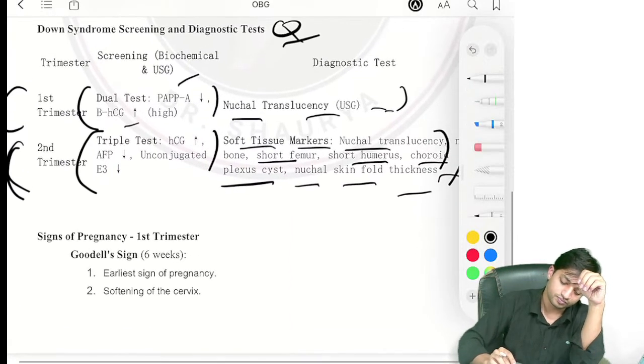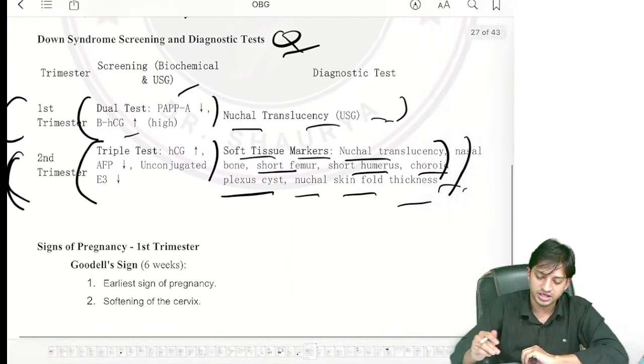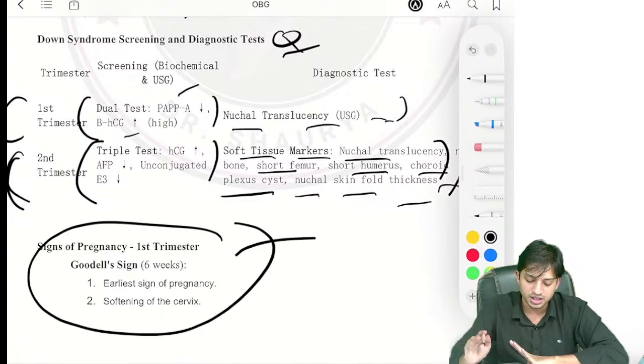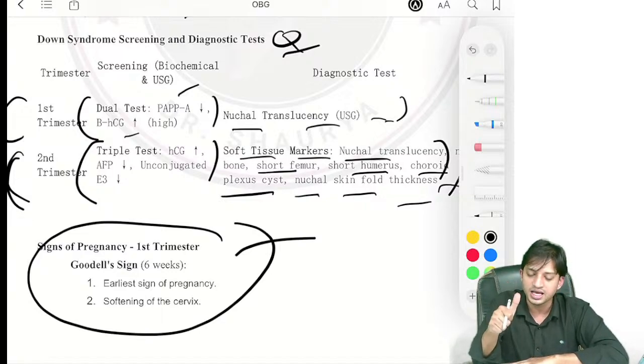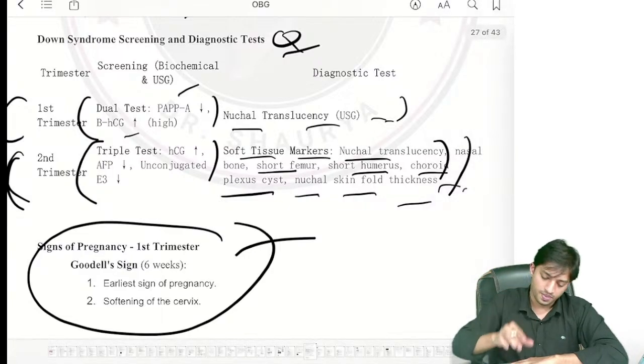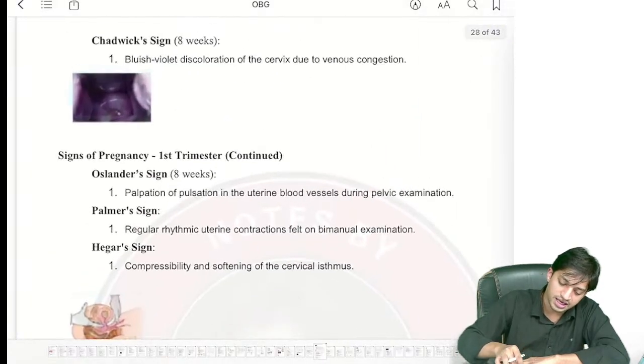Signs of pregnancy in first trimester, again asked question, important topic. You have to look for the signs of the pregnancy. Goodell sign appearing at 6 weeks. What is the earliest sign of pregnancy? It is characterized by softening of the cervix. The cervix becomes soft, right? And you find it at the 6th week, this is the Goodell sign, earliest sign.